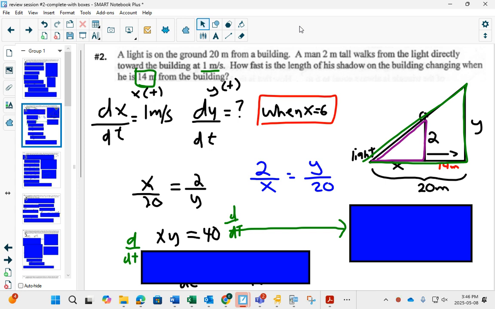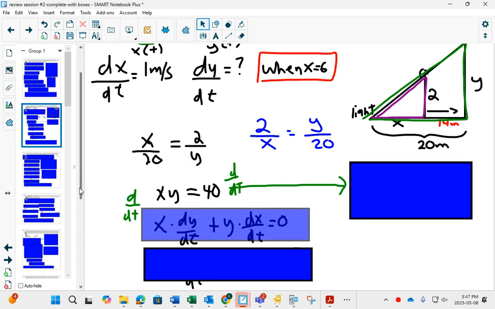Once we have our equation with x's and y's, now we can take the derivative with respect to time of both sides. On this side with the xy, you would have a product rule. Keep one the same, derivative of the other one.